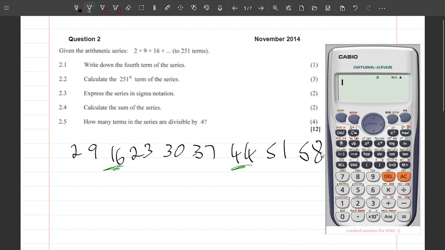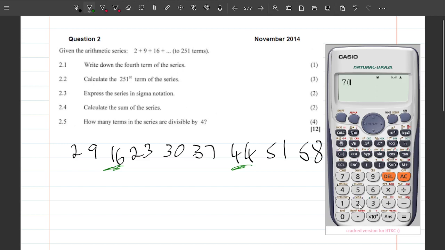And is 51 divisible by 4? Well, let's find out. 51 divided by 4. Nope. What about 58? Is 58 divisible by 4? No. What's after 58? Well, after 58 we should have 58 plus 7, 65. Is 65 divisible by 4? We can do this on and on up until the 251st term. We can do this, or we can actually find out the 251st term.